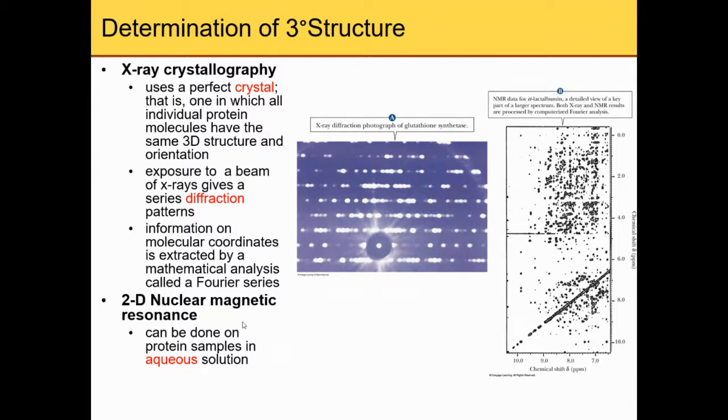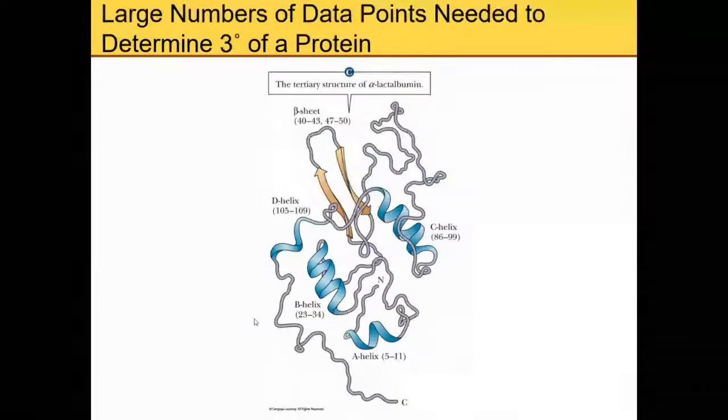Okay, so like this picture here, that's an X-ray diffraction photograph of the protein, so that you'll be able to interpret the protein structure. And then also you can use NMR, that's two-dimensional NMR, to determine the structure. So these are some techniques people use in the field to determine the protein structure.